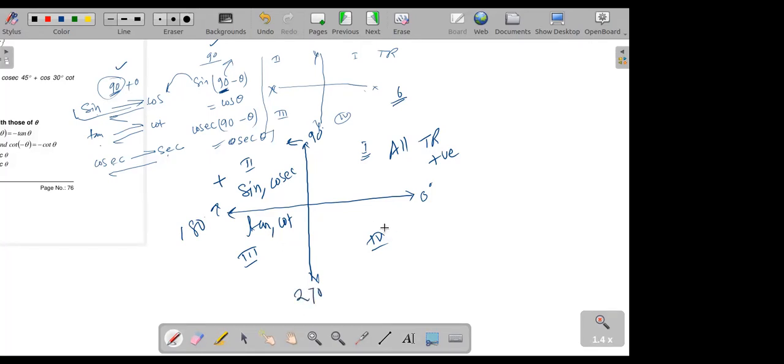For angles more than 270 but less than 360, where 0 and 360 coincide, that is the same line, in the fourth quadrant, cos and its reciprocal sec will be positive.